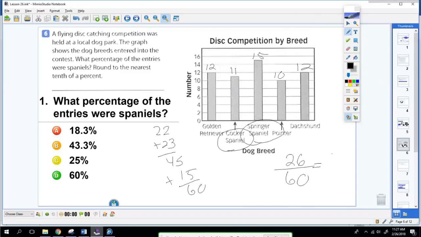Then you're going to set it up x over 100, because it's 100% and you want to find the percentage. When you cross multiply and solve this proportion, you get 43.3%. Okay.